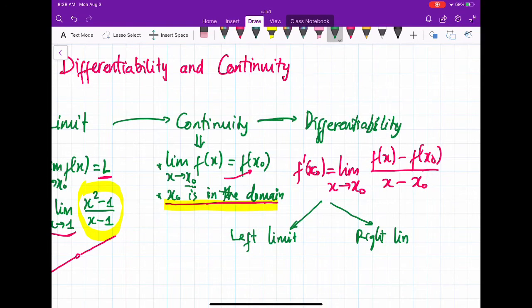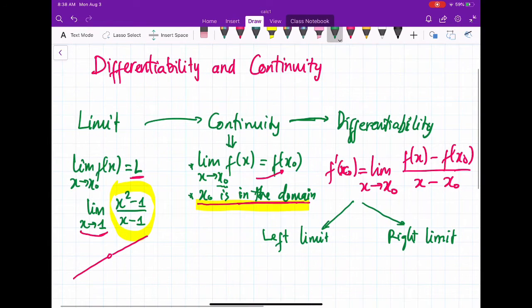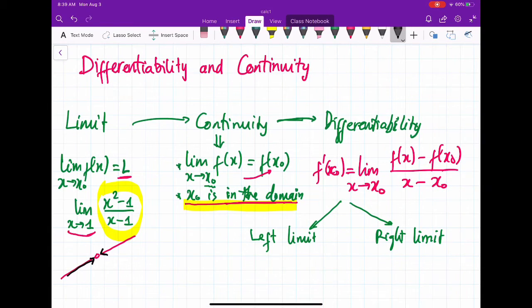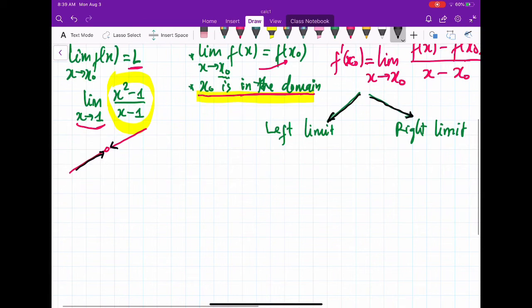Do you remember that? Because a limit exists if the left limit and the right limit are equal. This is the left limit and this is the right limit. If they are equal, yes, the limit exists. You see? So we have a limit, so we need to consider the left limit and the right limit. And again, there are a lot of examples where the function is continuous but not differentiable, meaning the limit does not exist at that point. Okay, look at this picture before we move to more detail, right?